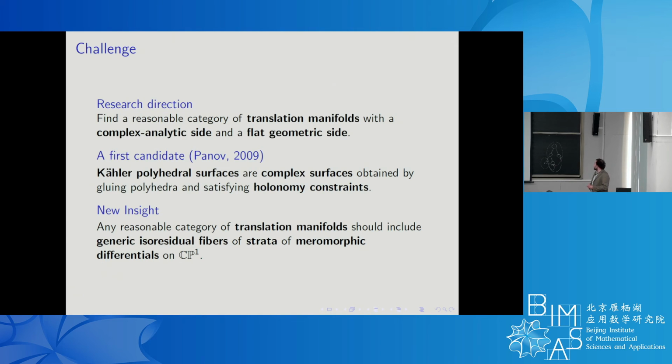with constrained transition maps. The first candidate developed by Dima Panov in his PhD dissertation was called Kähler polyhedral surfaces, which were quite rich from the point of view of complex geometry, and for which we had formulas to compute the Chern numbers. The problem is that these objects, these Kähler polyhedral surfaces, are obtained by gluing polyhedra. Okay, so these are typically objects that are, in their very definition, geometric objects. In contrast, isoresidual fibers come from a moduli space whose nature is complex analytic. So our idea is that any reasonable category of translation manifolds that should generalize translation surfaces should include generic isoresidual fibers of strata of meromorphic differentials as examples.